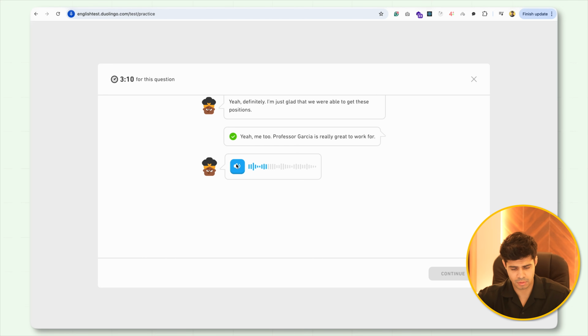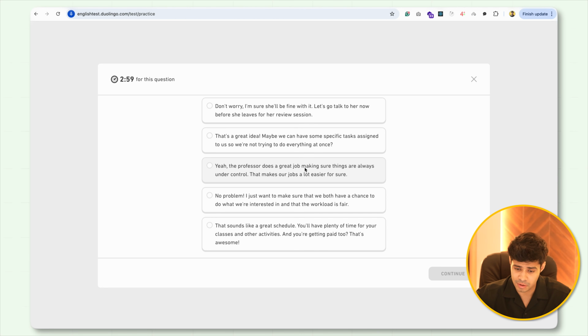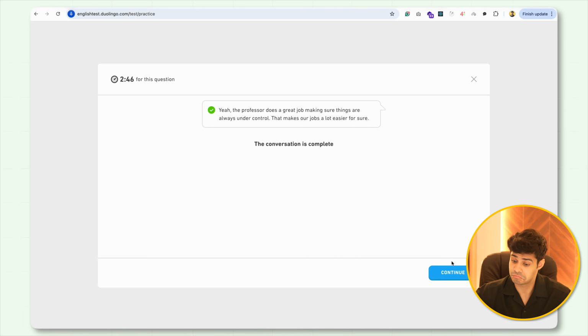Absolutely. Everything is really organized and planned out ahead of time, which makes our jobs a lot easier. They're simping for the professor. Anyway, don't worry. I'm sure she'll be fine with it. Yeah, the professor does a great job of making sure things are always under control. That makes our jobs a lot easier for sure. Okay, I guess. Yeah, no problem. I want to make sure that we both have the chance to. Sounds like a great schedule. No, this is it. They just simped through the conversation.